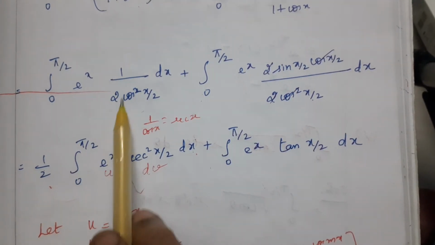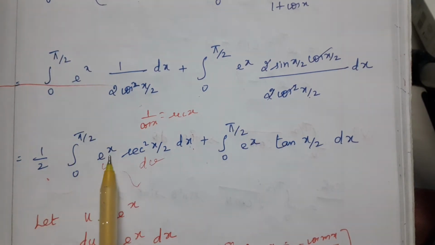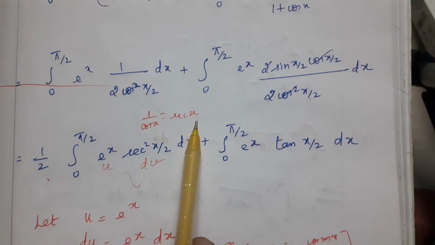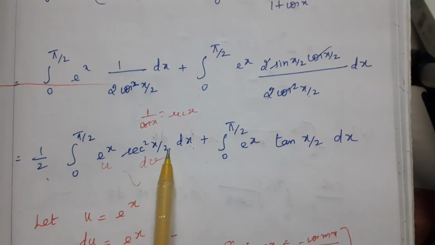Now take 1 by 2 common: 1 by 2 into integral of 0 to pi by 2 of e power x. 1 by cos square x is nothing but what? 1 by cos x is secant x. So 1 by cos square x by 2 is nothing but secant square x by 2.